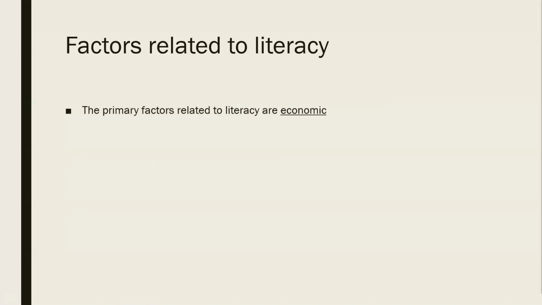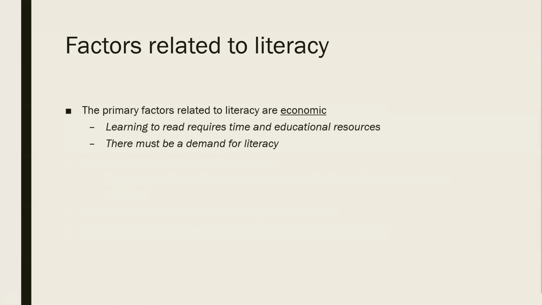So as we mentioned in the previous lesson, the primary factors which are related to literacy are economic. And this makes sense because learning to read is something that requires a lot of economic resources, namely time and educational institutions and resources. And also there needs to be a demand for literacy in that country. Part of that means that it needs to be likely that an individual will be employed in an occupation where they would be required to be literate. So we can see that literacy and economics are very closely related.